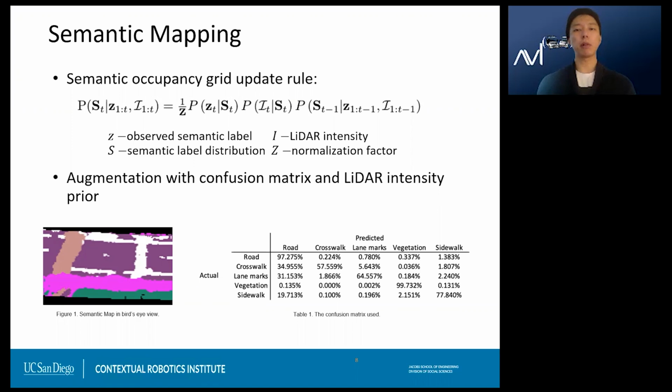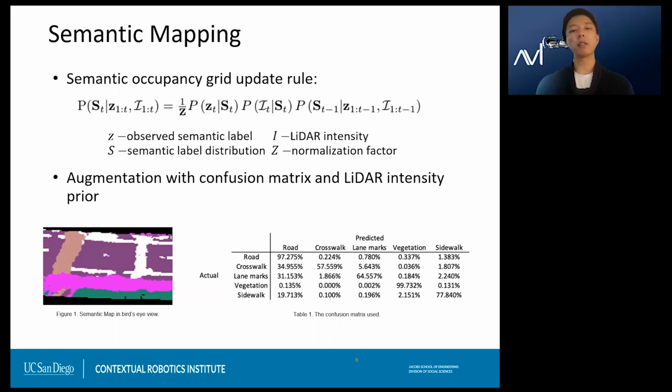Once we have the semantic point cloud, we project it into a bird's eye view semantic occupancy grid. The semantic occupancy grid uses a probabilistic framework to update the semantic distribution on each cell. The update rule for each cell at time t is shown in the equation on top of this slide. Here we are using the observed semantic label z, LiDAR intensity I, and our previous estimate on the map to evaluate the semantic distribution S on every cell of the grid. By using the Markov assumption, we can update this probability recursively.